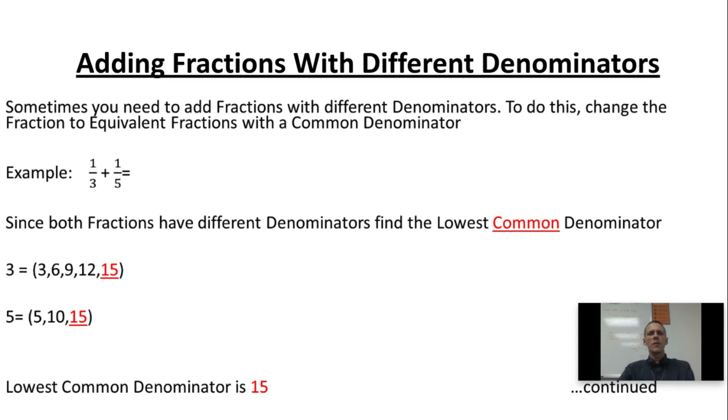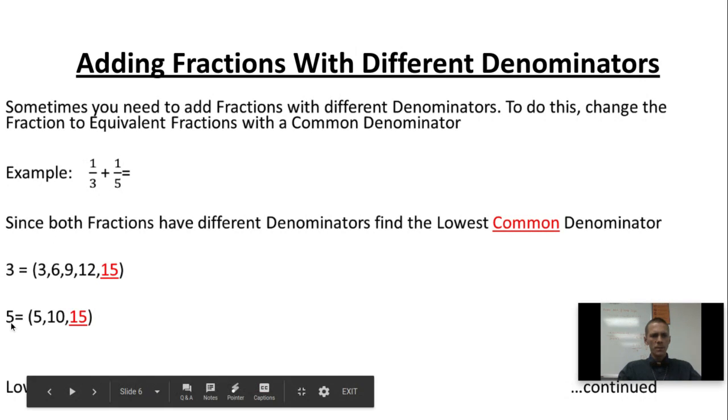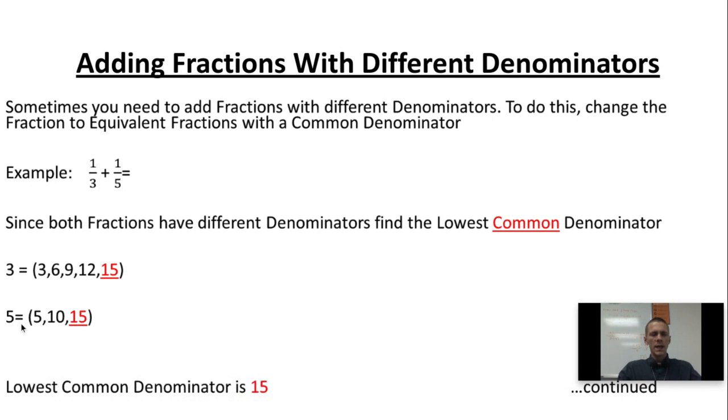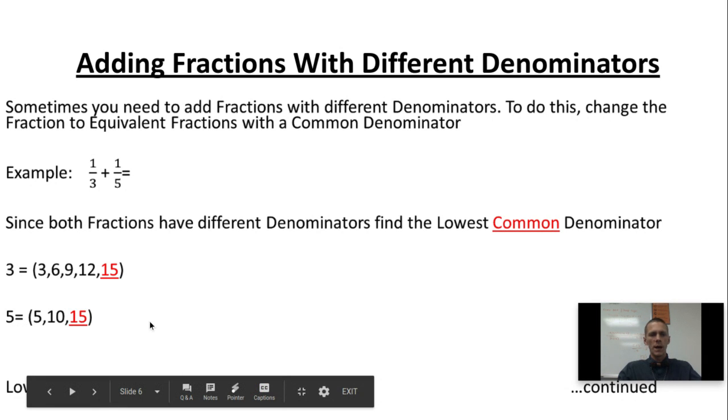Now, sometimes you need to add fractions with different denominators. To do this, change the fraction to equivalent fractions with a common denominator. So what I'm going to show you is a step called finding the LCD, the lowest common denominator. What you do is take both of your denominators, 3 and 5, and write those numbers down and then count multiples of each number up.